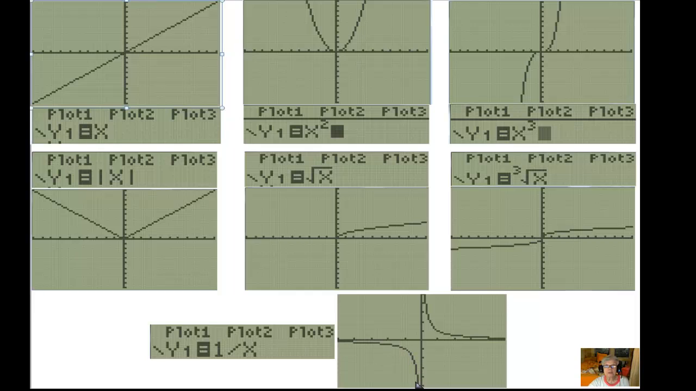Okay, you're going to have to generally memorize what they look like because we're going to be moving them left and right and up and down and turning them upside down. In other words, we're going to be translating and reflecting. And that's what this video is about.